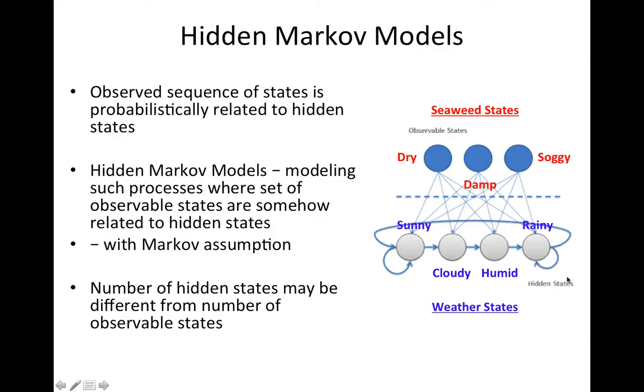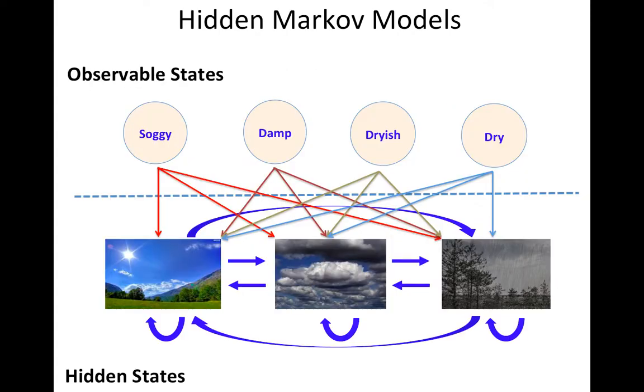Okay, so the key thing about hidden Markov models is that you have two sets of nodes or states. One is an observable set of states, and the other is a hidden state, right? So, for instance, in this case, you can have all these transitions. We already have these transitions from sunny to cloudy to rainy, right? And then you can have a set of observables. Say the state could be soggy, damp, dryish, or dry.